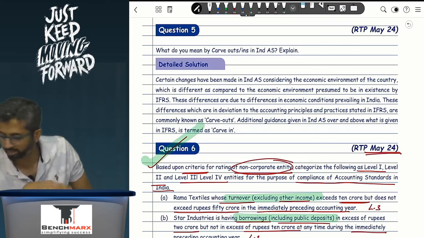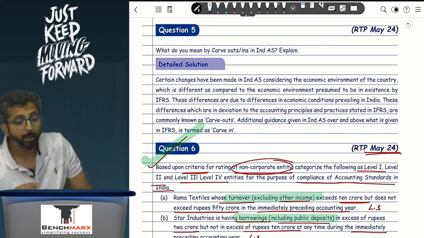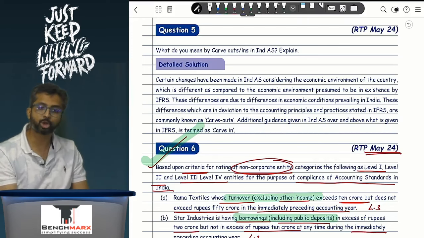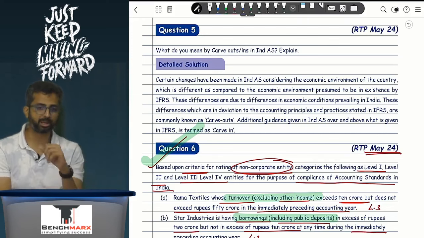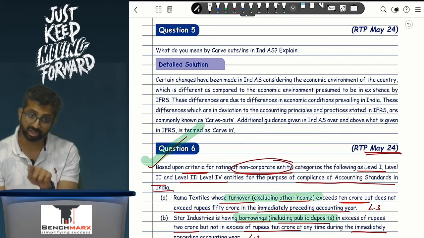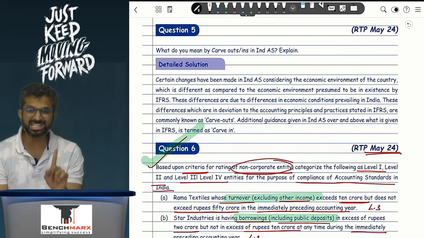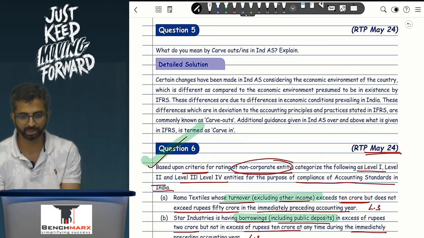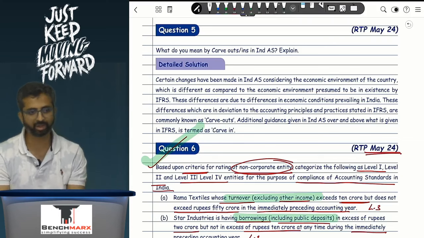No, you have a choice. No, there is no choice. But sir, my net worth is less than 250 crores. I am unlisted. What do you think? Majority companies are listed companies or unlisted companies? Unlisted. There are hardly 10,000 listed companies in India. There would be 10 million unlisted companies in India. So the majority of the companies are unlisted.